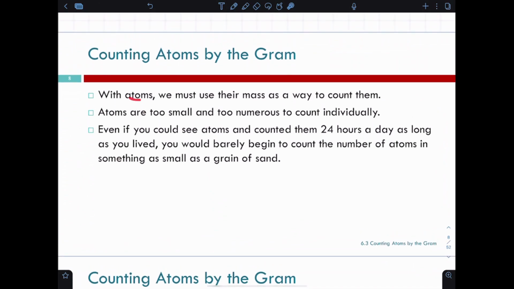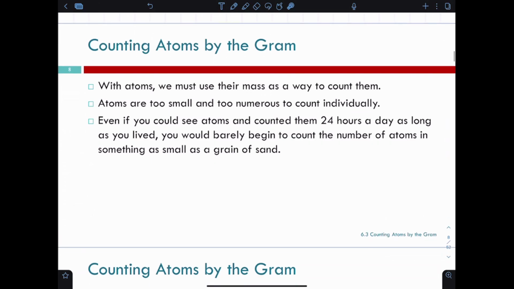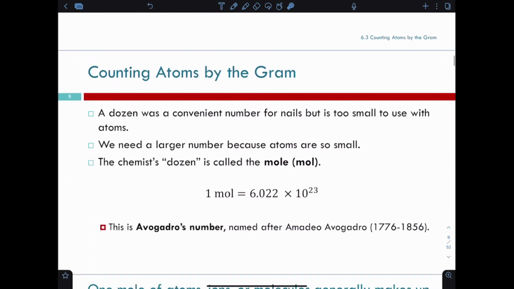So with atoms, even more so than nails, we can't count them individually. They're too small. So we use their mass as a way to count them. Too small, too numerous to count. Even if you counted them 24 hours a day for as long as you lived, you would barely begin to count the number of atoms in something as small as a grain of sand. I did the math, and the numbers are too big to make any sense for how long it would take.